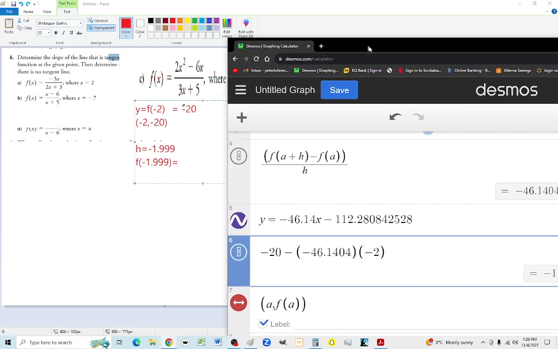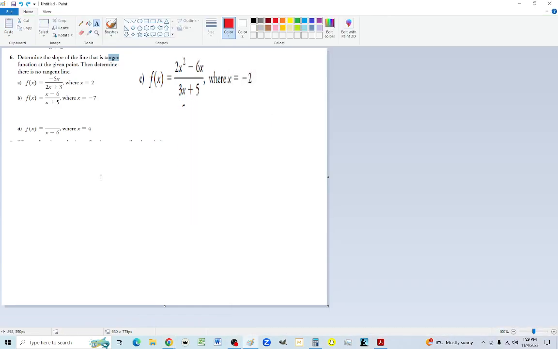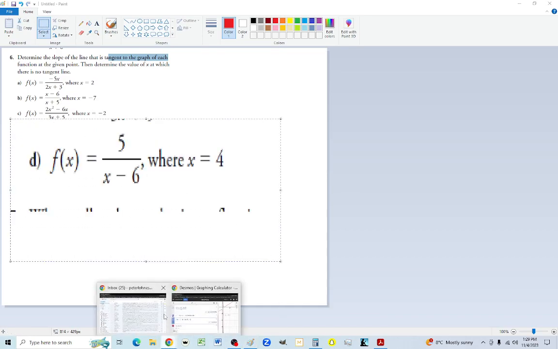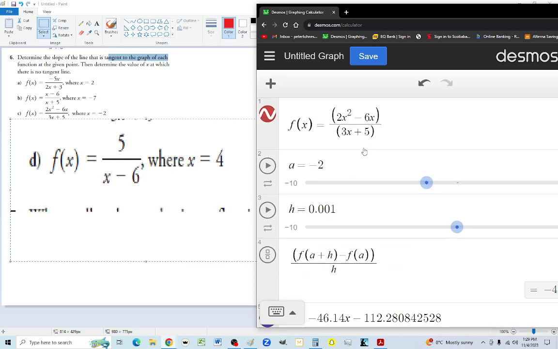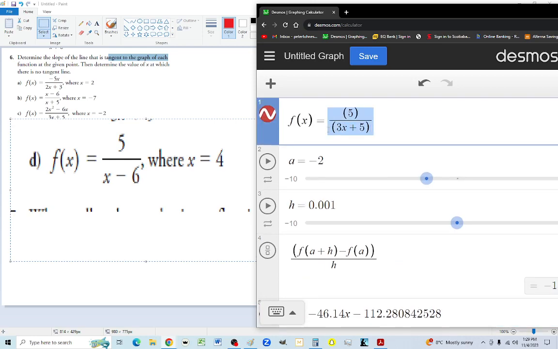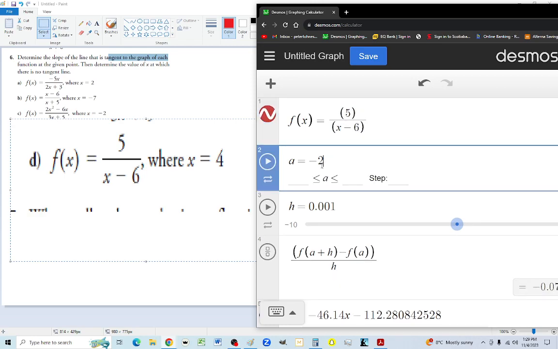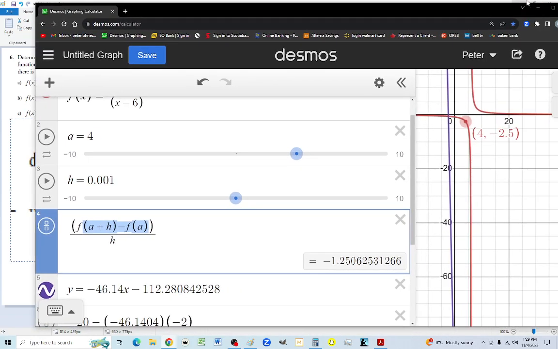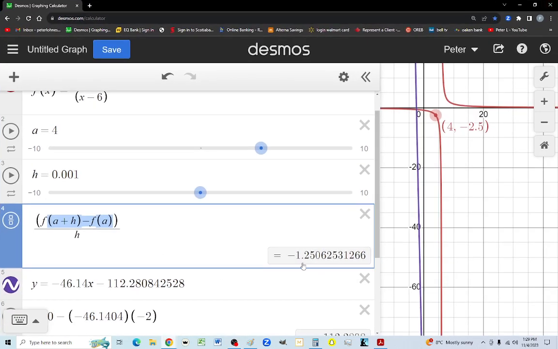All right, let's do the last one. It's got a 5. This is the last one. So we'll just put that into Desmos, and we're going to just let Desmos do all of it. This is 5, x minus 6. The a in question, or the x in question, is 4. We'll let Desmos handle the entire slope here. So that's the instantaneous slope right there.